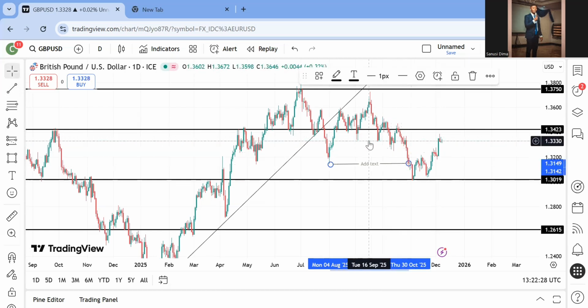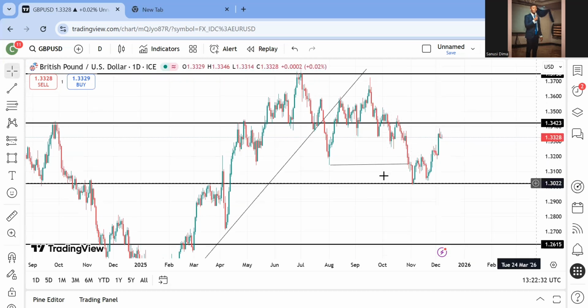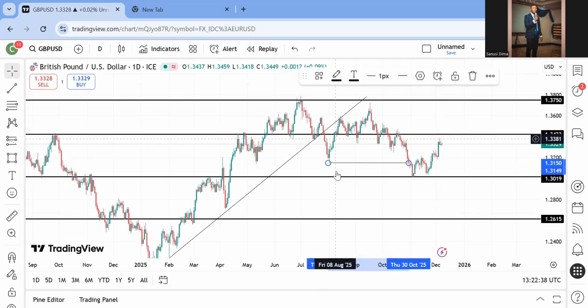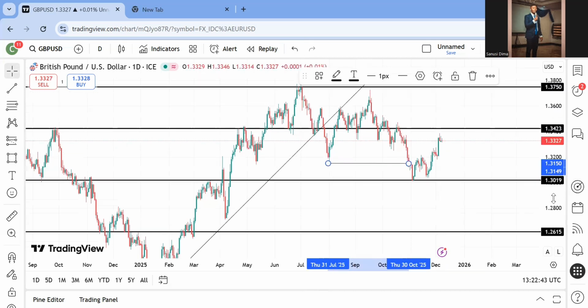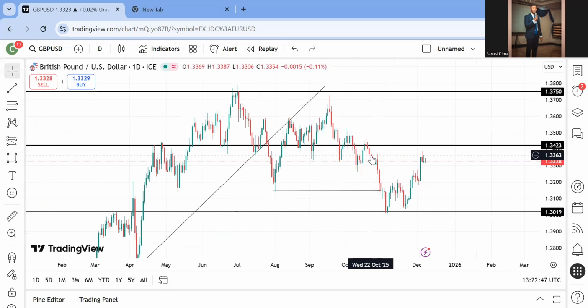So this was the structure that pushed to creating that double top at the top. Remember, first of all, we have a break of trend line. And so we have a retest on it, creating a double top, and then we have a break of structure to the downside. Now, looking at GBP technically from this angle, this is the reason why I have been bearish.